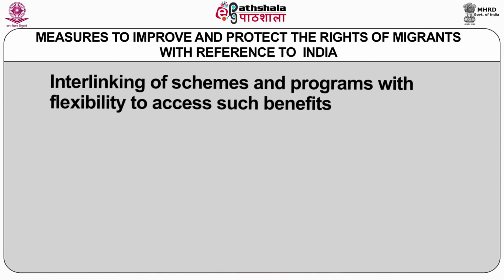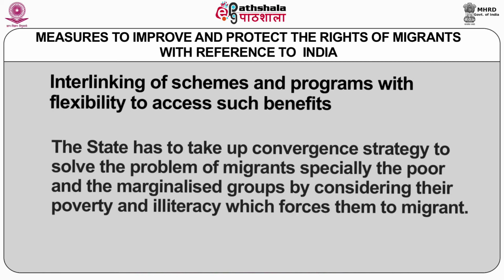Interlinking of schemes and programs with flexibility to access such benefits. The state has to take up a convergence strategy to solve the problem of migrants, especially the poor and the marginalized groups, by considering their poverty and illiteracy, which force them to migrate.